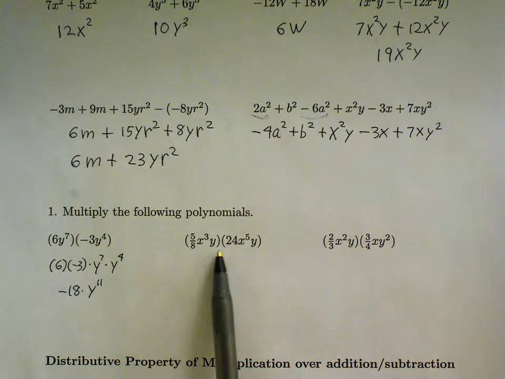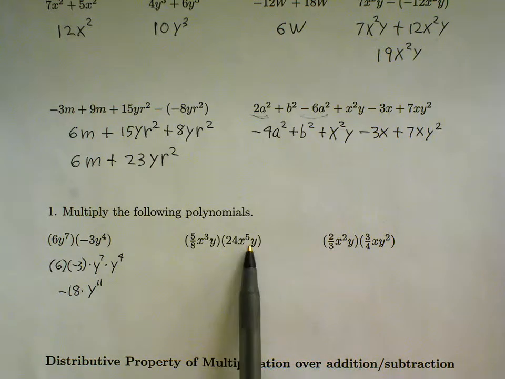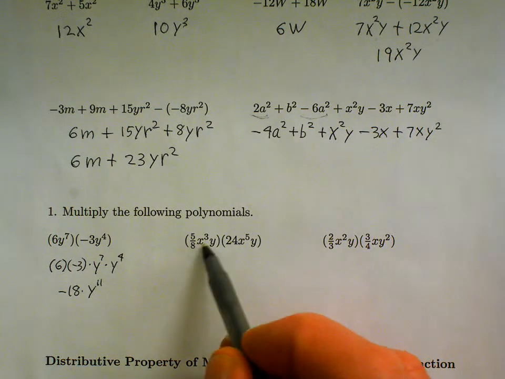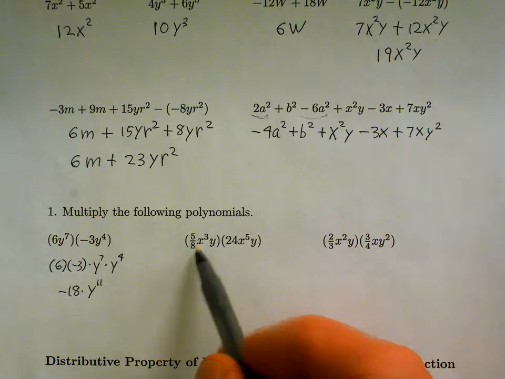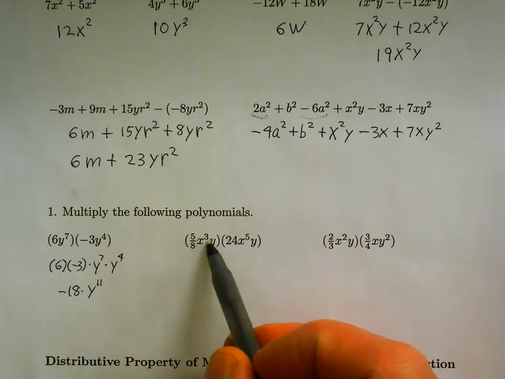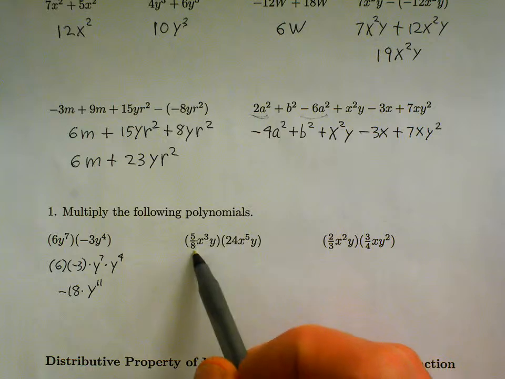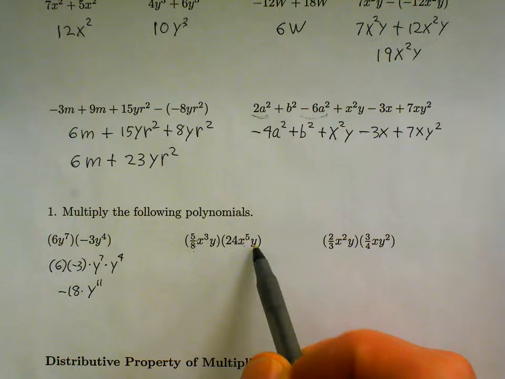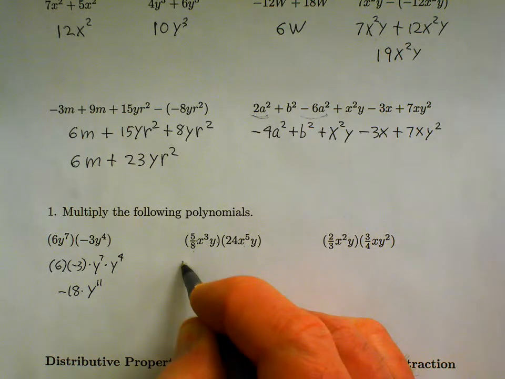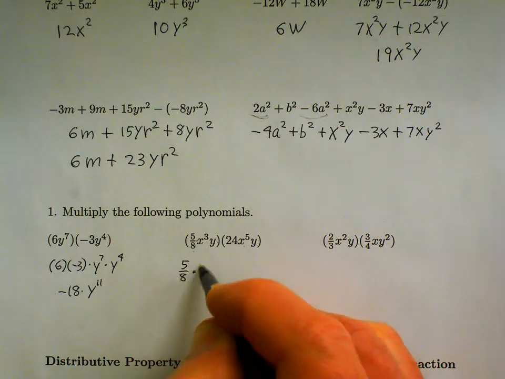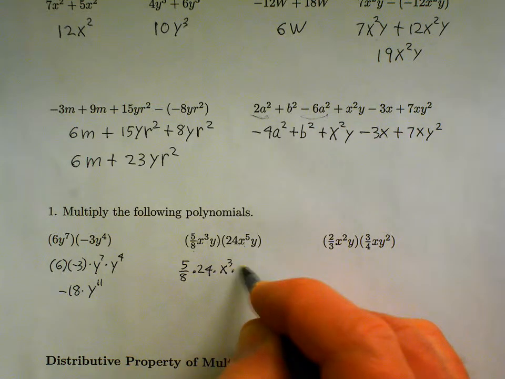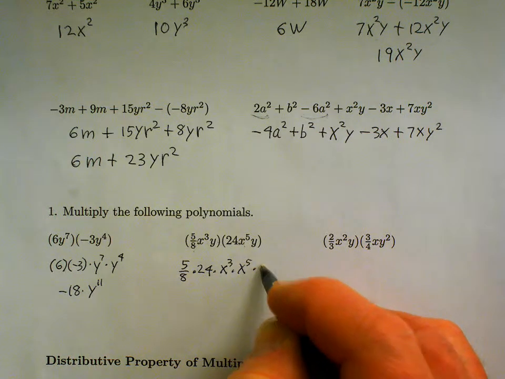Okay, the next one, 5/8 x to the third y times 24 x to the fifth y. If it helps, you can rearrange the factors. So there are 6 factors: 5/8 times x to the third times y times 24 times x to the fifth times y. So if we rearrange the factors, we have 5/8 times 24 times x to the third times x to the fifth times y times y.